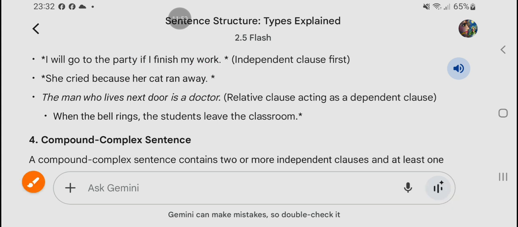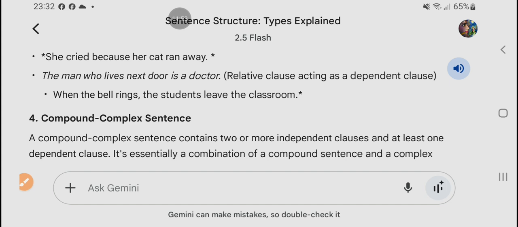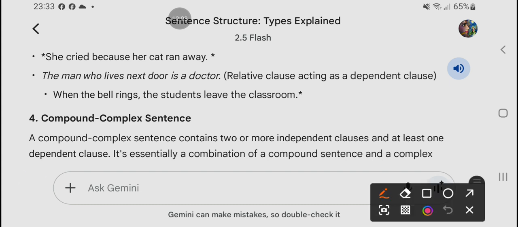So the first clause is independent. She cried, okay, because her cat ran away, right? So, because her cat ran away, she cried. The man who lives next door is a doctor. Relative pronoun, the man who indicates the man, right? So that is a relative clause acting as a dependent clause. Who? The man. Lives next door is a doctor.